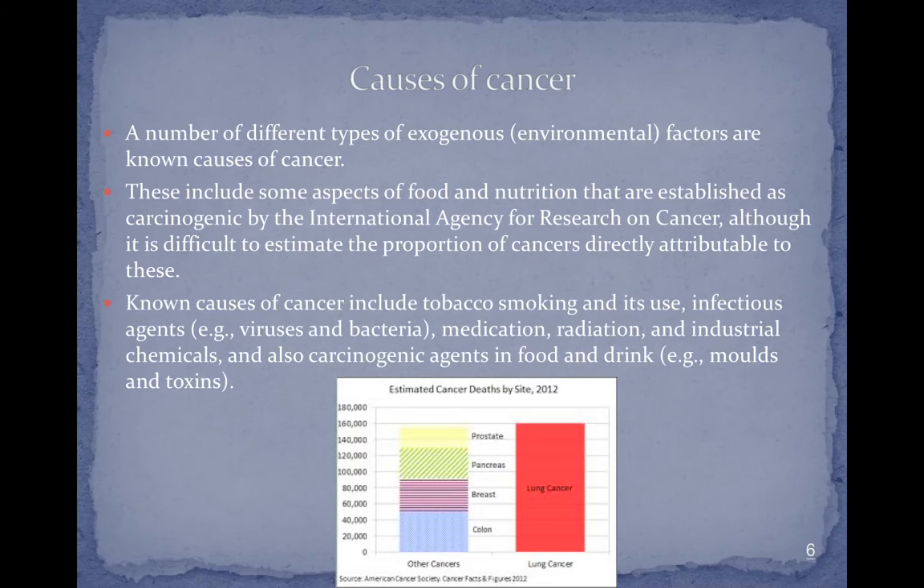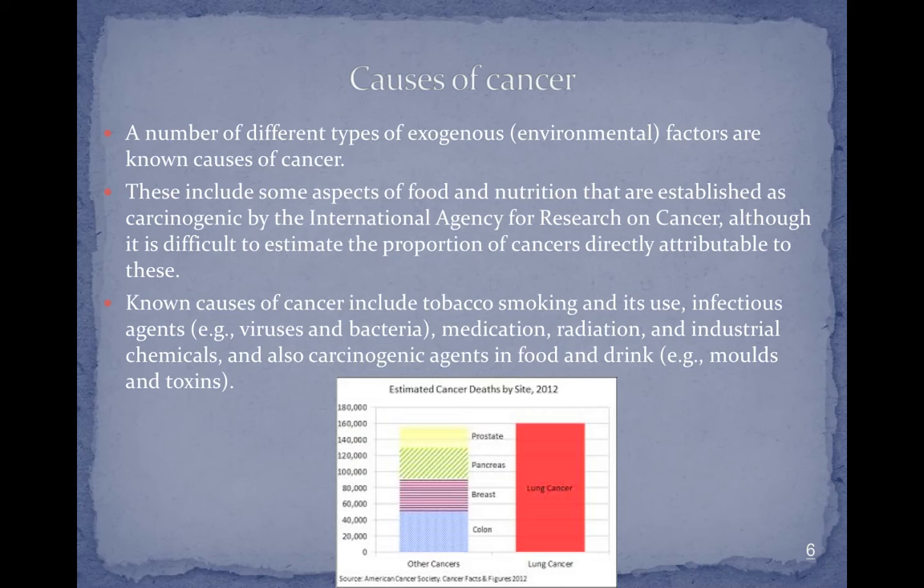So the causes of cancer. A number of different types of exogenous or environmental factors are known to cause cancer. These include some aspects of food and nutrition that are established as carcinogenic by the International Agency for Research on Cancer, although it's difficult to estimate the proportion of cancers directly attributable to these. So here are some common ones. Tobacco smoking.